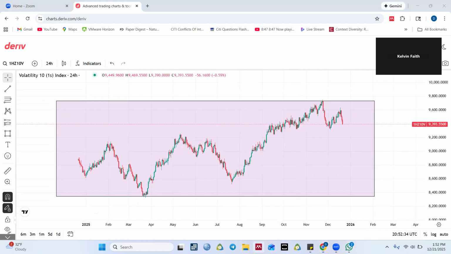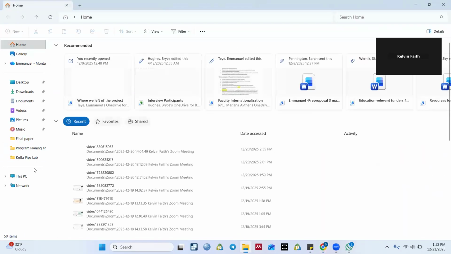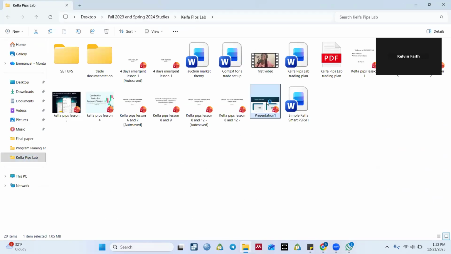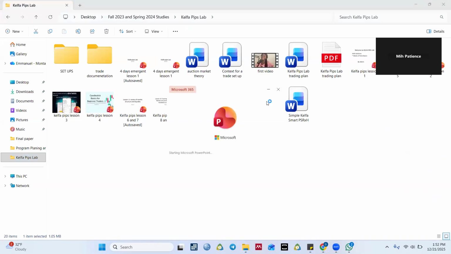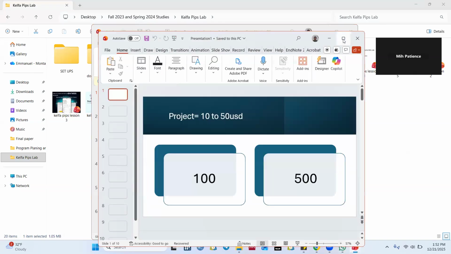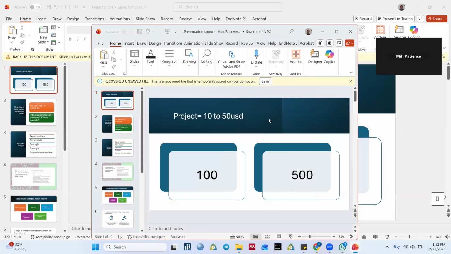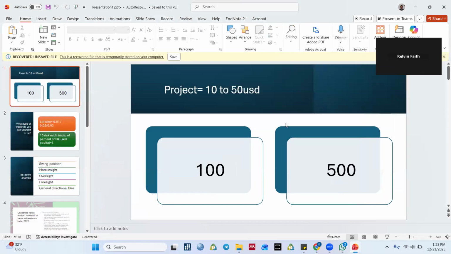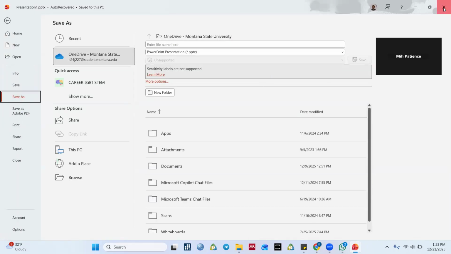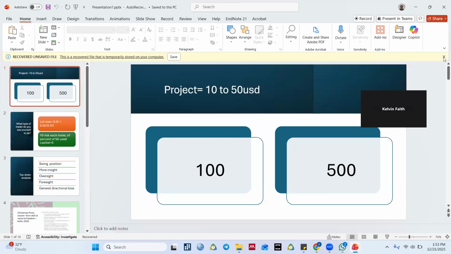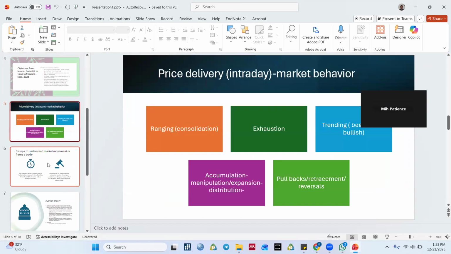So what is the first step? Can anyone tell me the first step we are supposed to do? We'll determine who is in control of the market. And the second step? Our second step is area of interest or value. Yeah, area of interest. Good. And the third step, entry signal.